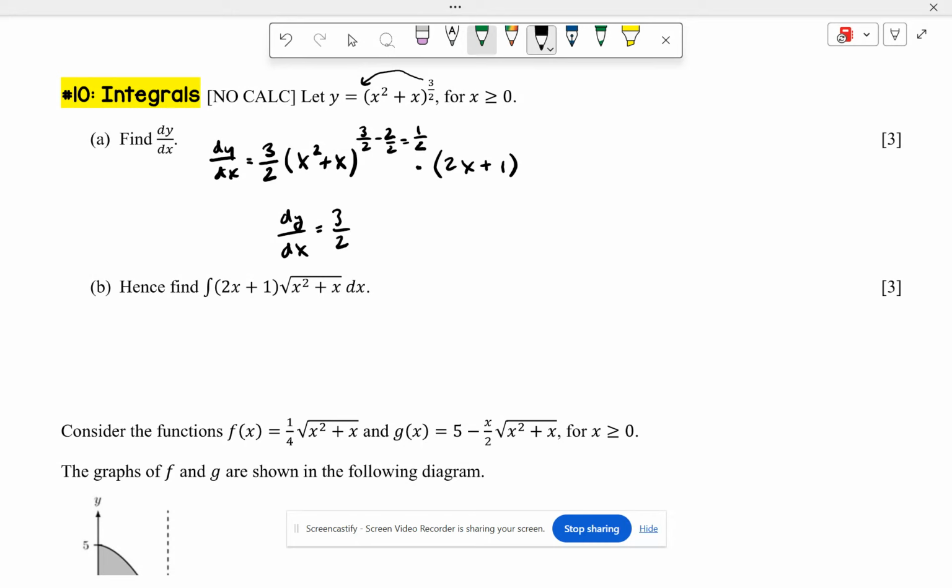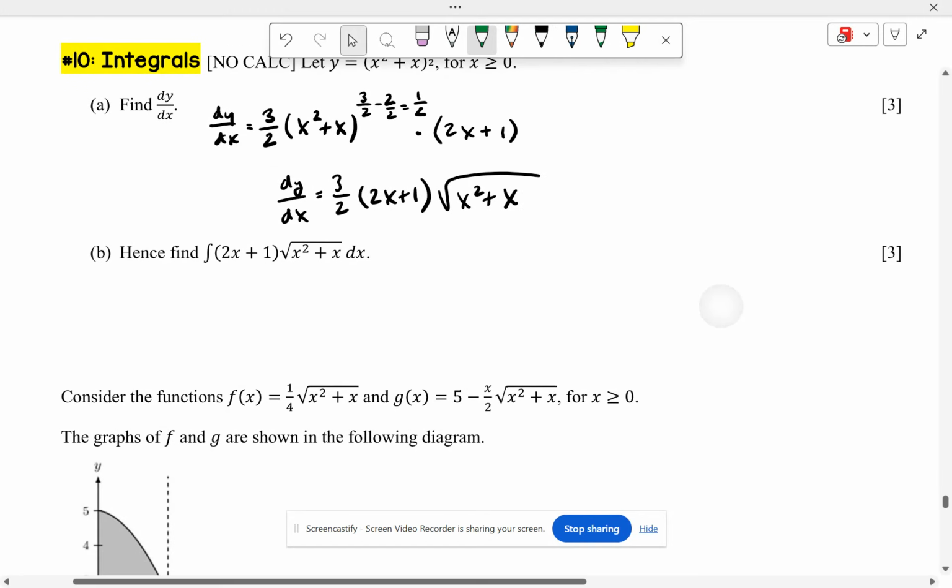3/2 will stay out front. Let's move the 2x plus 1 into the front to be a coefficient of this guy, which ends up being a square root. Okay? Hence, find the integral of pretty much the same thing we just found. What's the only difference, though? There's no 3/2 out front, but I think they just wanted to help you figure out what would be your u and your du, okay?